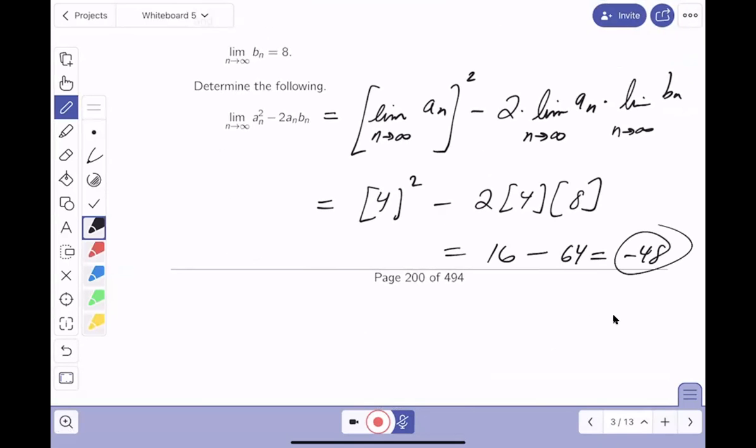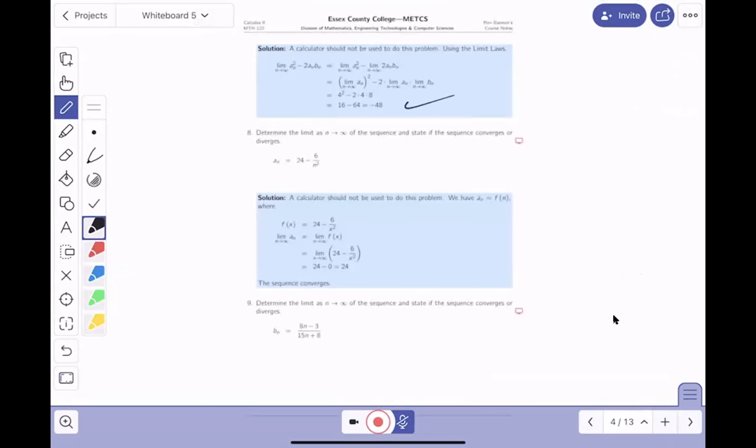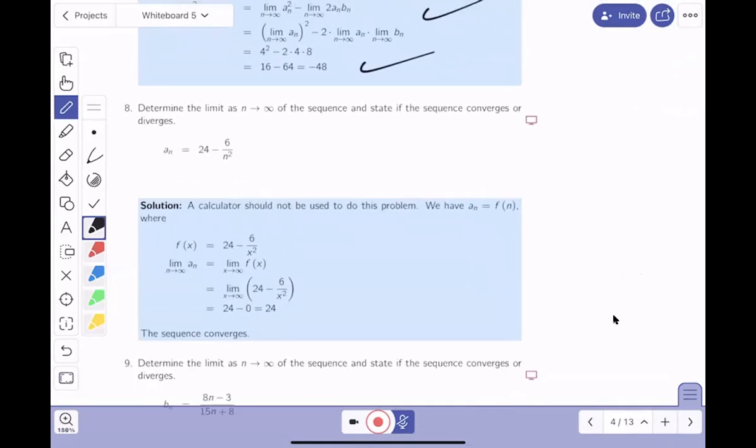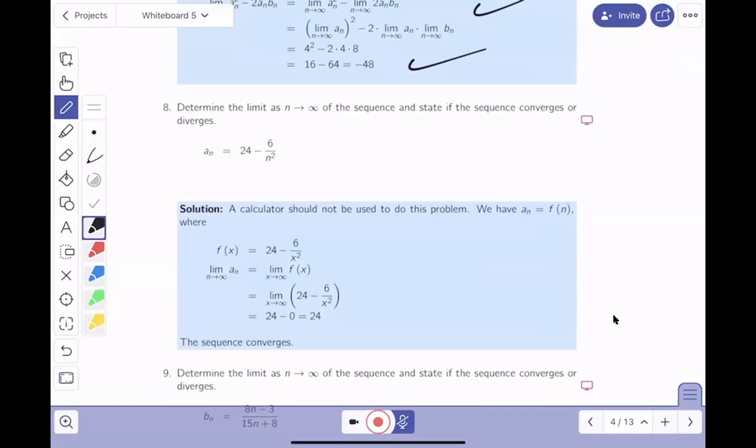All right, go to the next page. Let's get the answer. And they got minus 48. All right, and they write that down for you as well. That's fine. All right, let's look at number 8 now. Number 8 says determine the limit as n goes to infinity. Fairly simple to do. I'll just write it down for you.